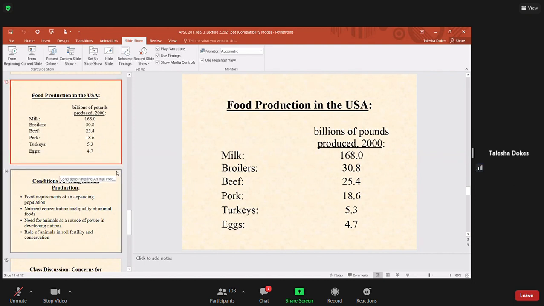So again, food production in the U.S. Looking at these numbers in the billions, milk is high. That's not a surprise. Broilers, which are your meat chickens, go along with the previous slide: the production is so high, and they're one of the top producers of meat, followed by beef, pork, turkey, and eggs. I think those egg numbers have changed as well.